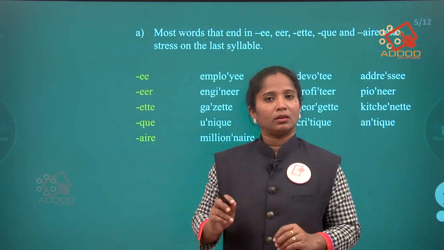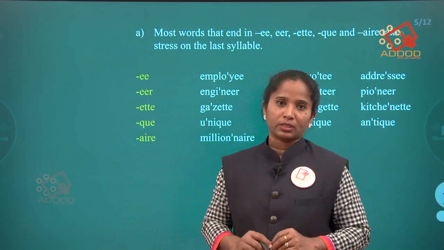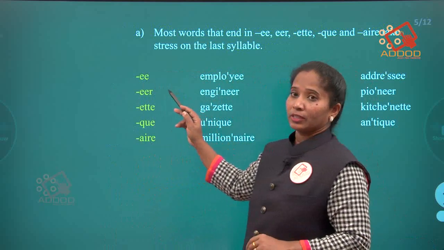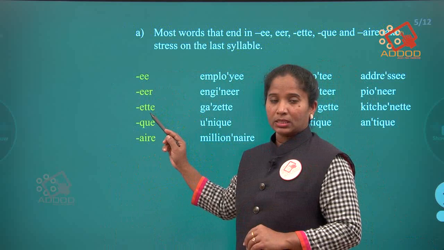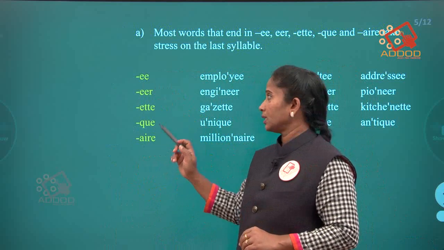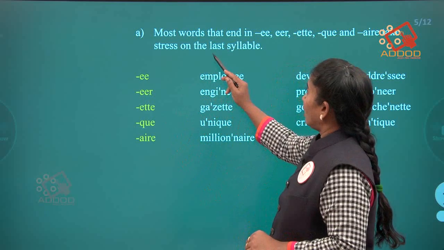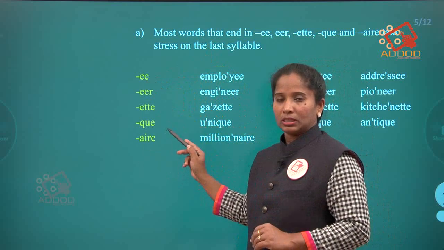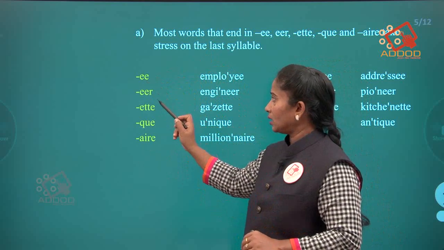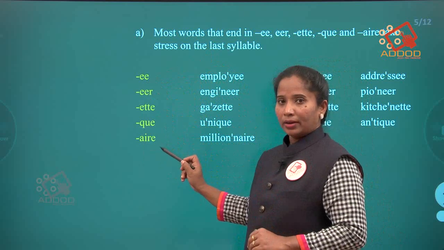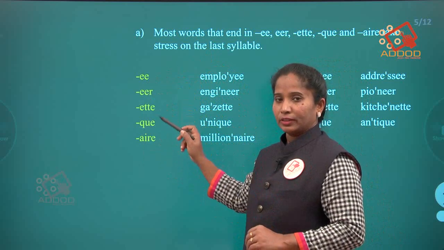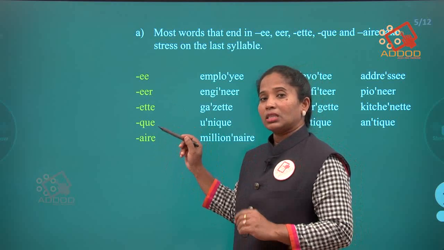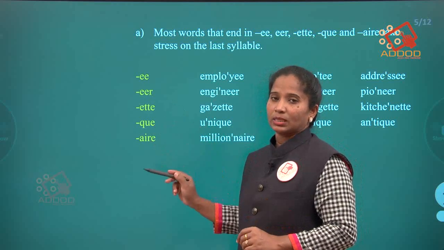We have learned the weak prefixes, isn't it? Now let's learn the suffixes. What are suffixes? The word which is placed after a root word, isn't it? So here, whenever you have suffixes like these, please remember all these suffixes. You have ee, et, que, eer. These are the suffixes you have to remember. Whenever you get such type of suffixes, then the stress mark should be on the last syllable.